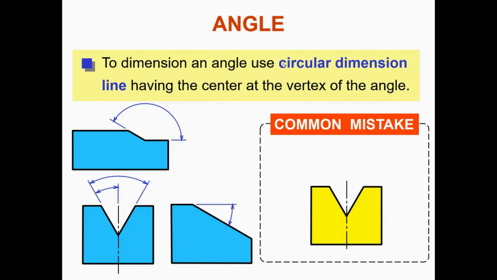Let's look at common mistakes. So these are some of the common mistakes that students make. They just assume any center for this particular circular dimension over here.